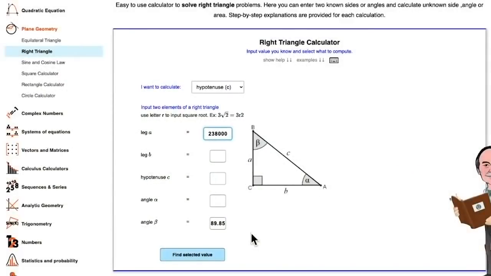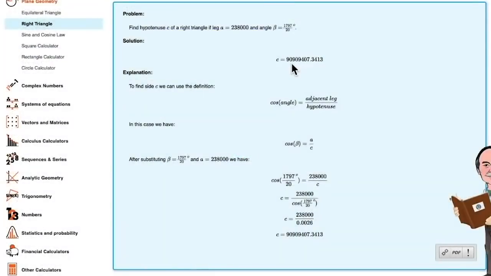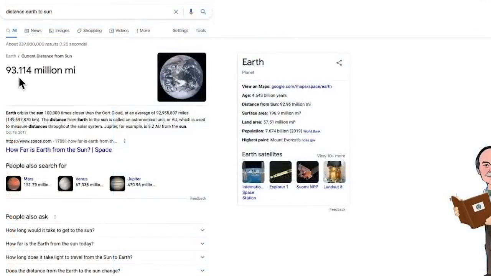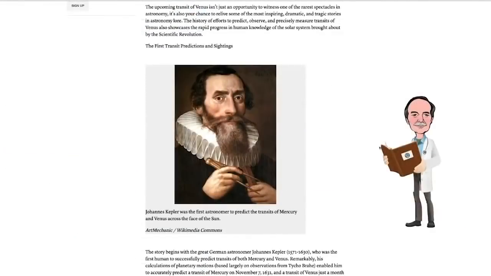So let's go ahead and use modern numbers with this. Our current measurement of the angle of Aristarchus is 89.85 degrees. And from our radar data on Project Diana, we have a distance to the moon of 238,000 miles. And we're going to solve for the distance from Earth to the sun. Let's see what that comes up with. Looks like it's just shy of 91 million miles. Let's see how that compares with the actual numbers. 93.114 million miles.